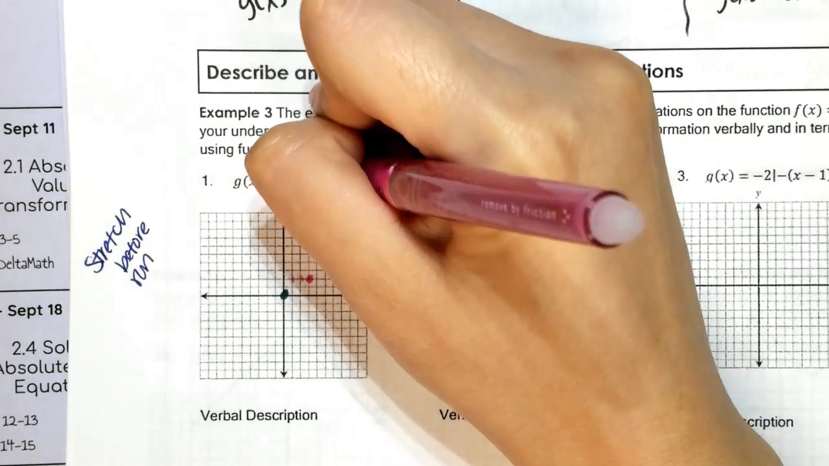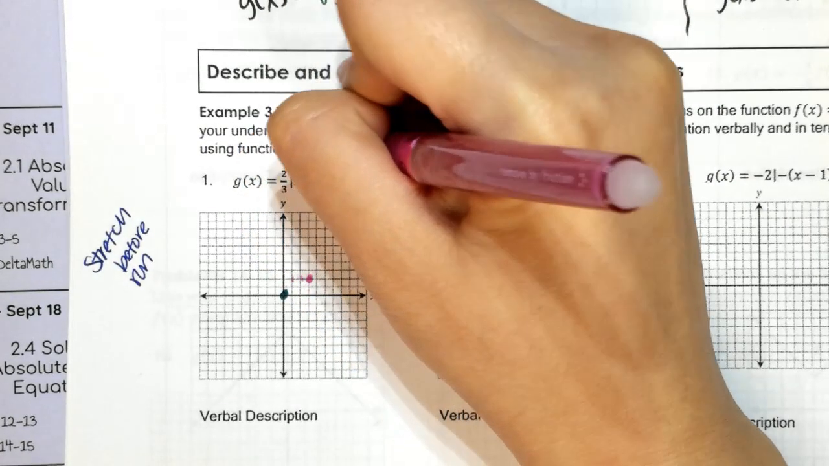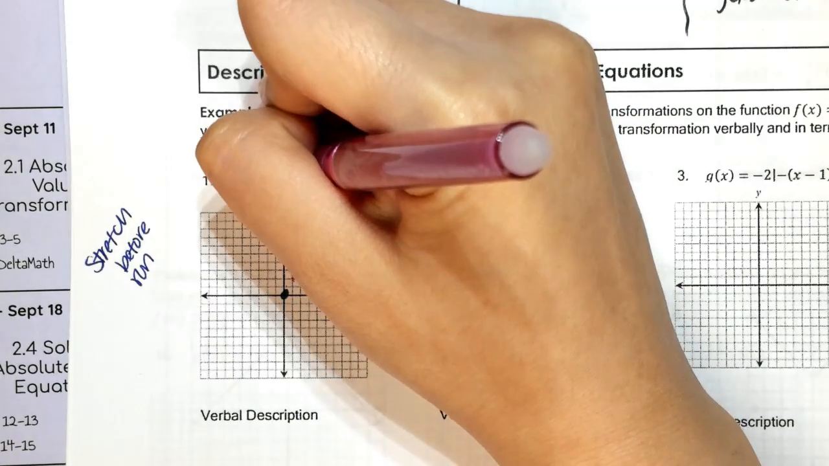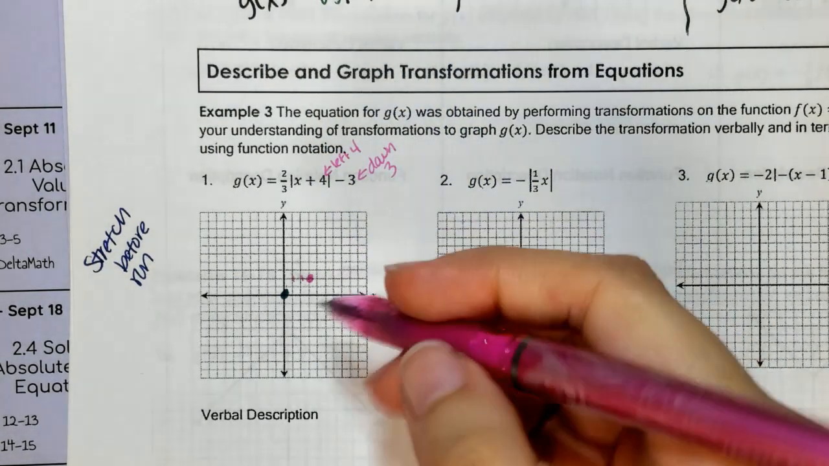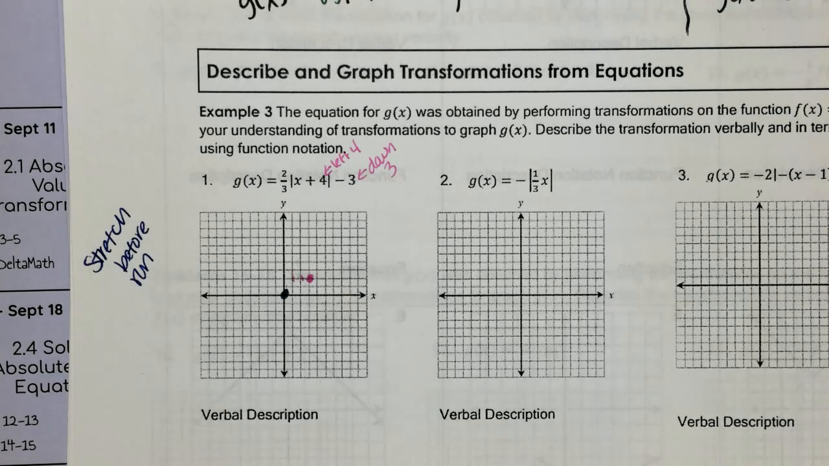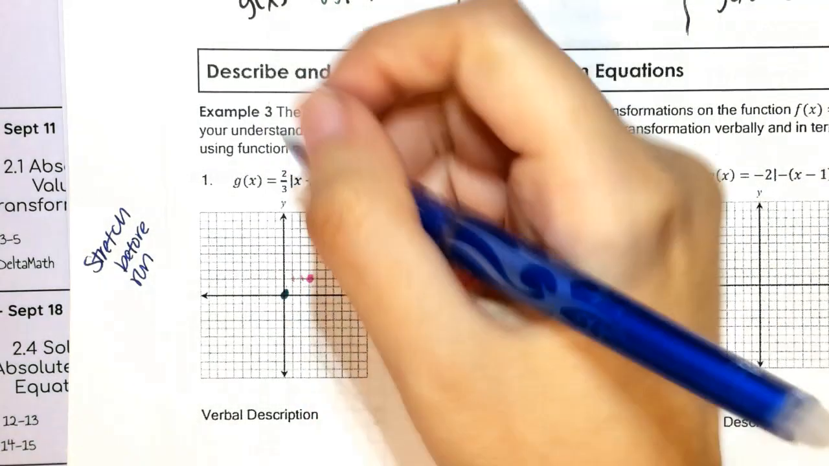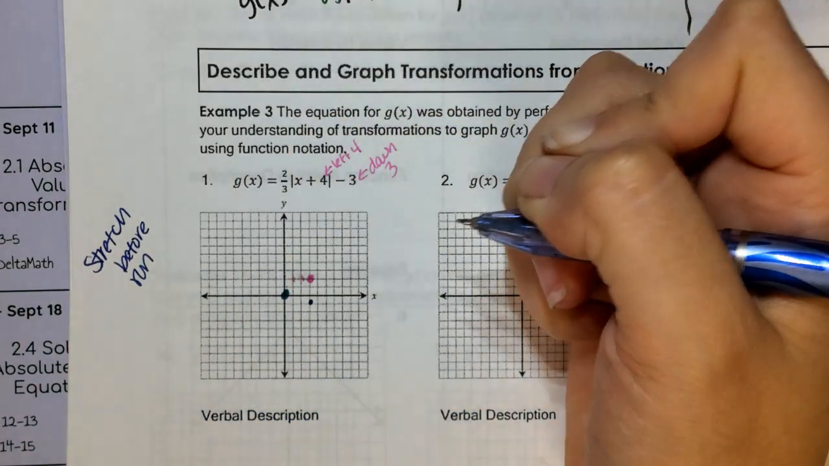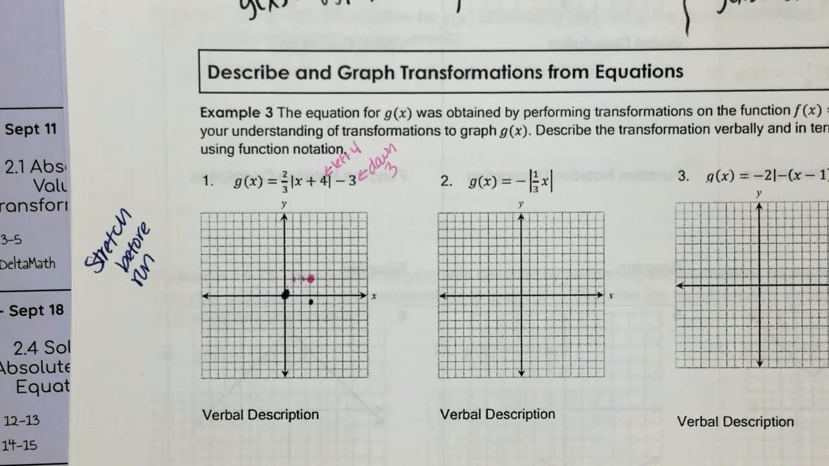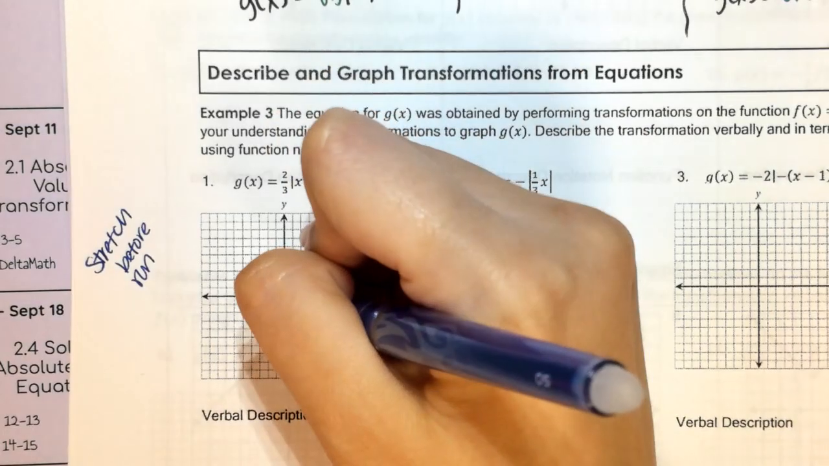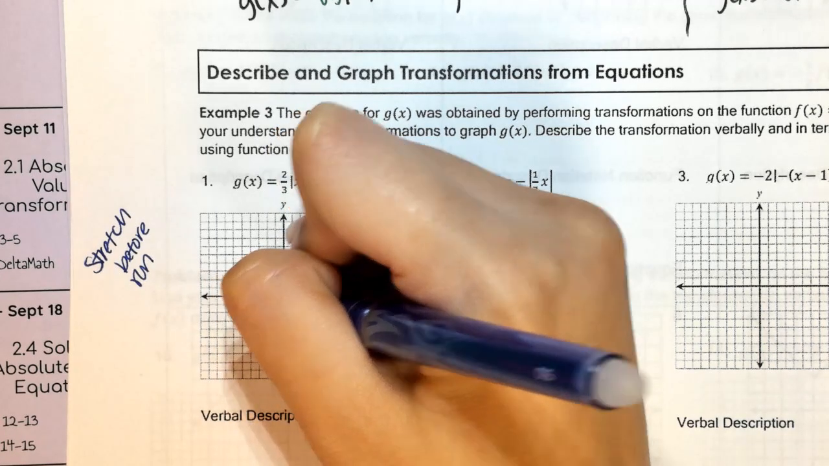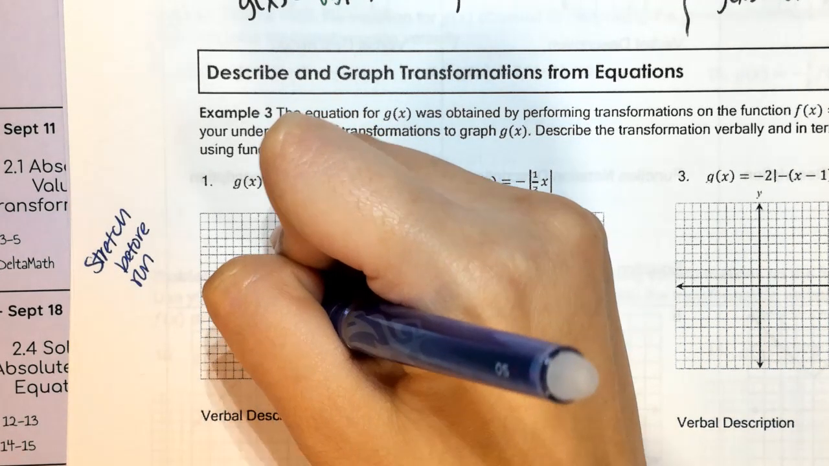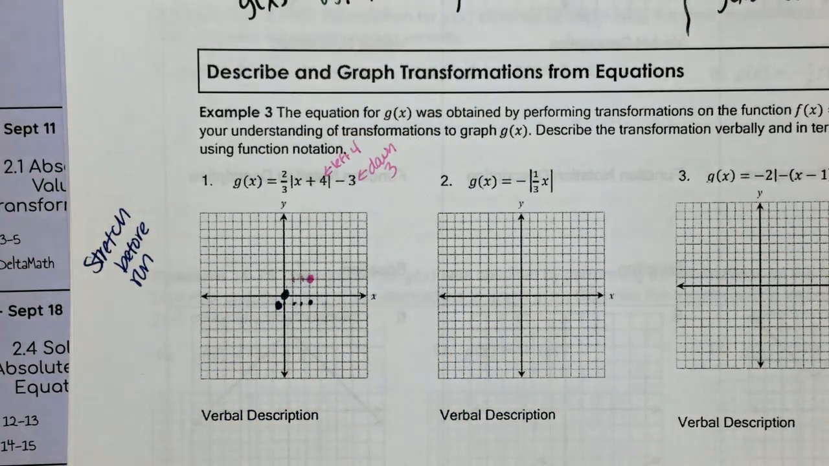And if you still have to use your chart, that is okay. So this point is going to go down 3. One, 2, 3, right here. But it's also going to have to go left 4. 1, 2, 3, 4. So we're finally where we want to be. So I'm going to erase everything else.